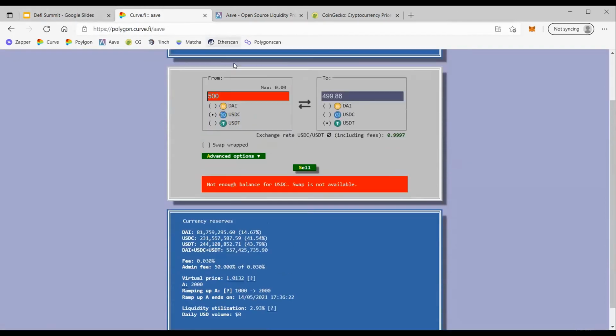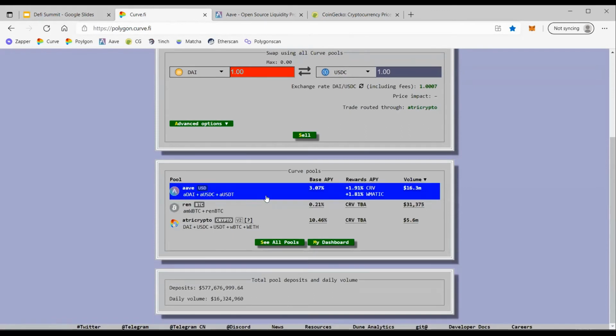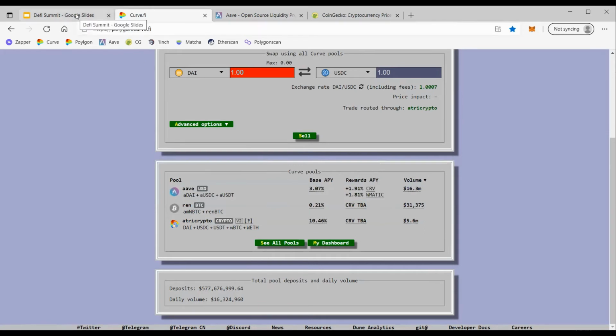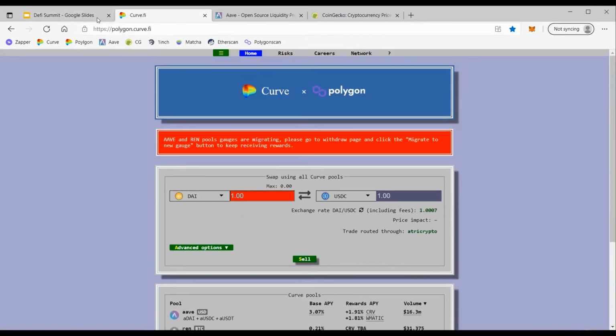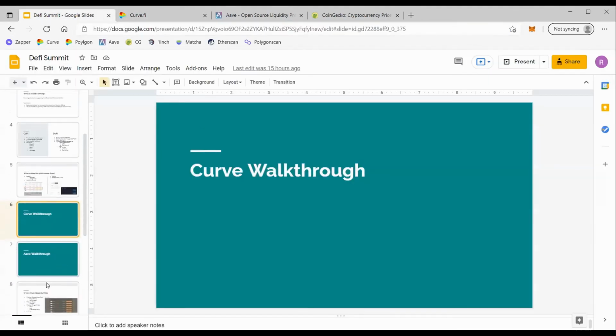And again, you can see the current APY here. Right now, this swap is 3.07% APY with about 4% additional base APY. So you're looking at around 7% interest if you were to provide any of these coins here per year. But again, these numbers change constantly depending on the market demand. So yeah, that's an example and walkthrough of Curve and Aave. One's a decentralized exchange and one's a lending platform.